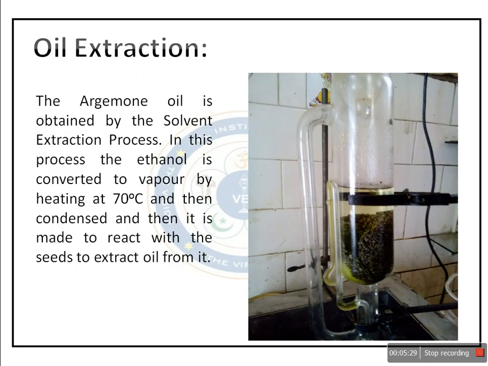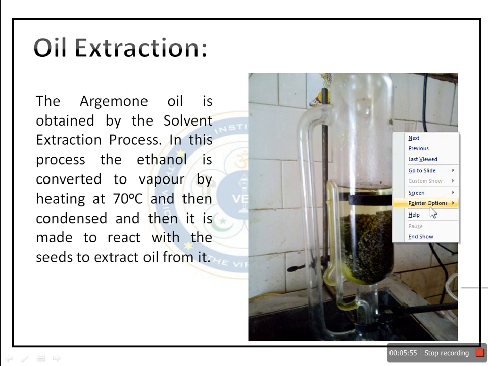Oil extraction. It is the first process involved during the experiment, to extract the oil from the seed. The Argemone oil is obtained by the solvent extraction process. In this process, the ethanol is converted to vapor by heating at 70 degrees centigrade and then condensed, and then it is made to react with the seeds to extract oil from it. From the figure it's easy to explain.